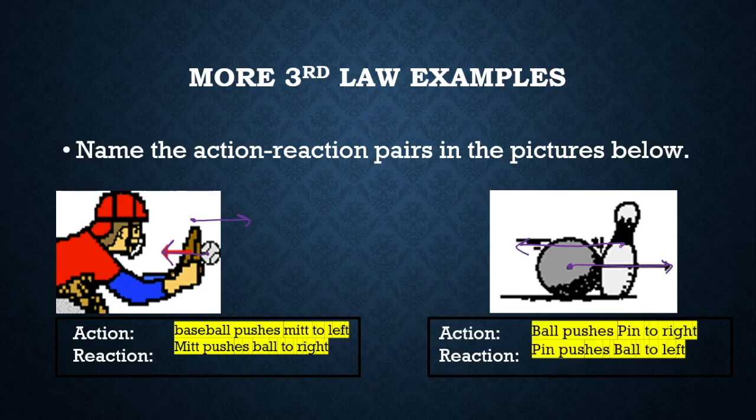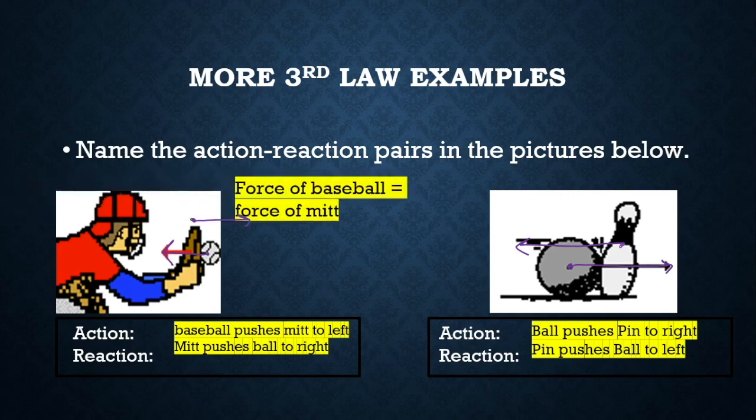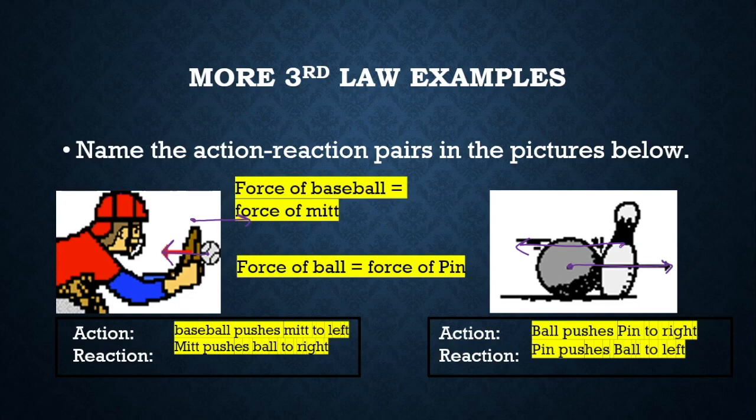For the baseball and the mitt example, the forces are going to be equal. So the force of the baseball is equal to the force of the mitt. And for our bowling ball, the force of the bowling ball is going to be equal to the force of the pin. Again, Newton's third law says equal forces, opposite direction. It doesn't matter what the two examples are, as long as those two objects are in contact with each other, they're both exerting equal forces onto each other. The only difference is that those forces are in opposite directions.